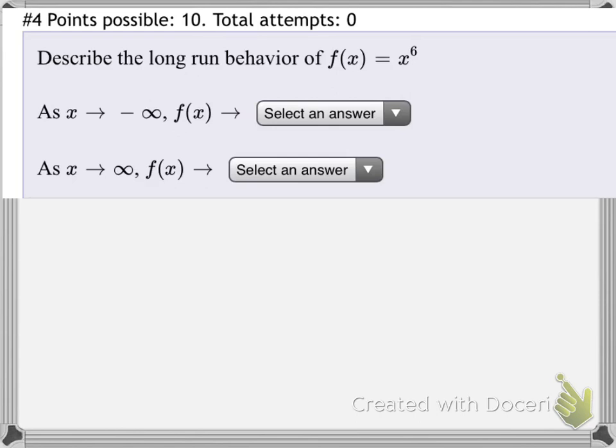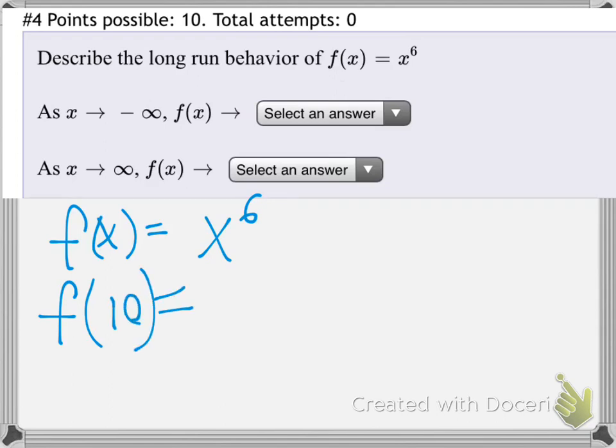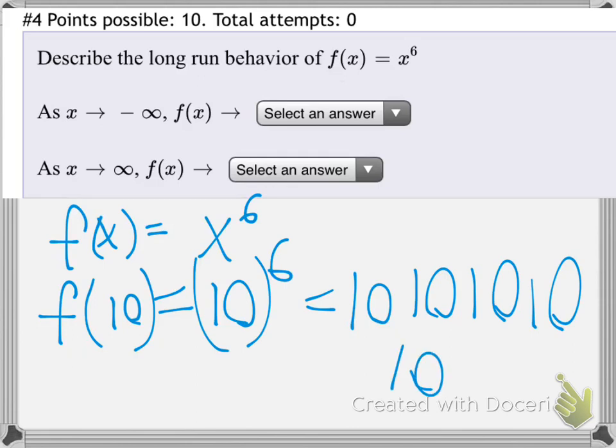Okay. Describe the long-run behavior of this function. And so long-run behavior means as we're plugging in different numbers, what keeps happening to the function. If we were to get used to the function, what's going on with this one is if it's x to the 6th, it means if I plug in some number like 10, then I'm just getting 10 to the 6th, which is, of course, 10 times 10 times 10 times 10, a bunch of 10s timesing, and so it's a huge number. 1, 2, 3, 4, 5, 6. I guess it's a million.